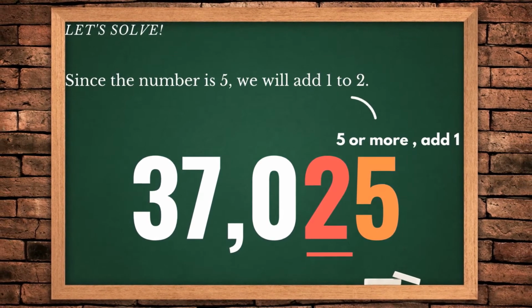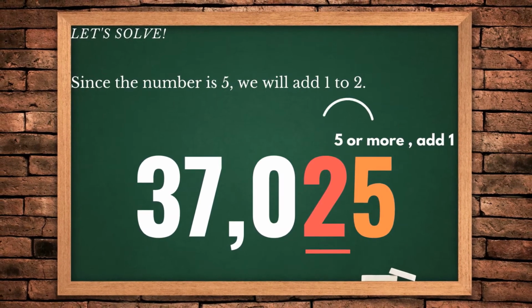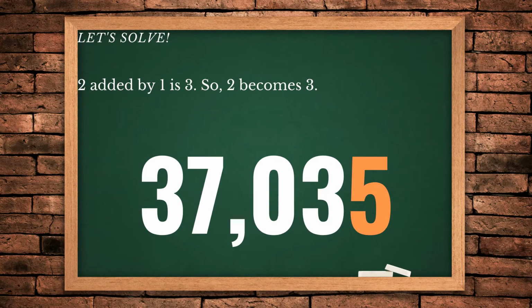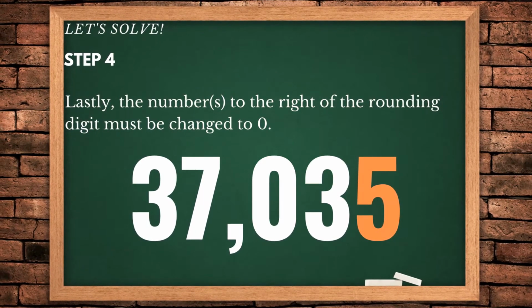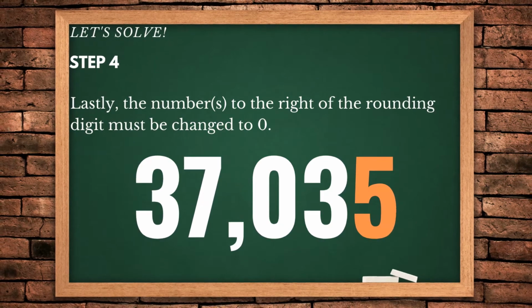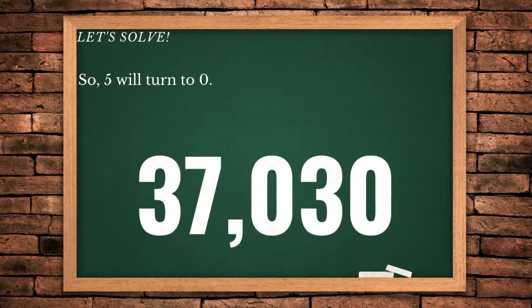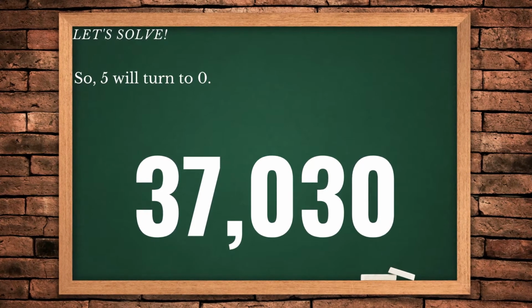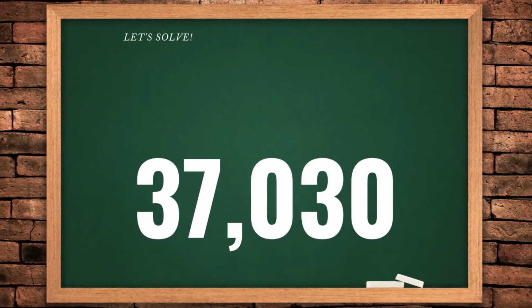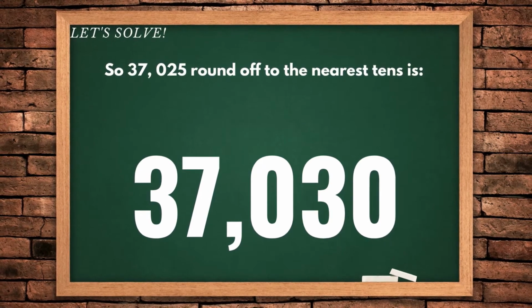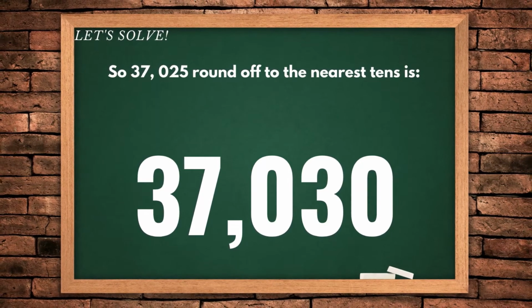Since 5 is the number to the right side of the rounding digit, which is 2, we will add one more to it. 2 added by 1 is 3. So, 2 becomes 3. Step 4, or for the last step, the numbers to the right of the rounding digit must be changed to 0. So, the 5 will turn to 0. Therefore, 37,025 round off to the nearest tens is 37,030.